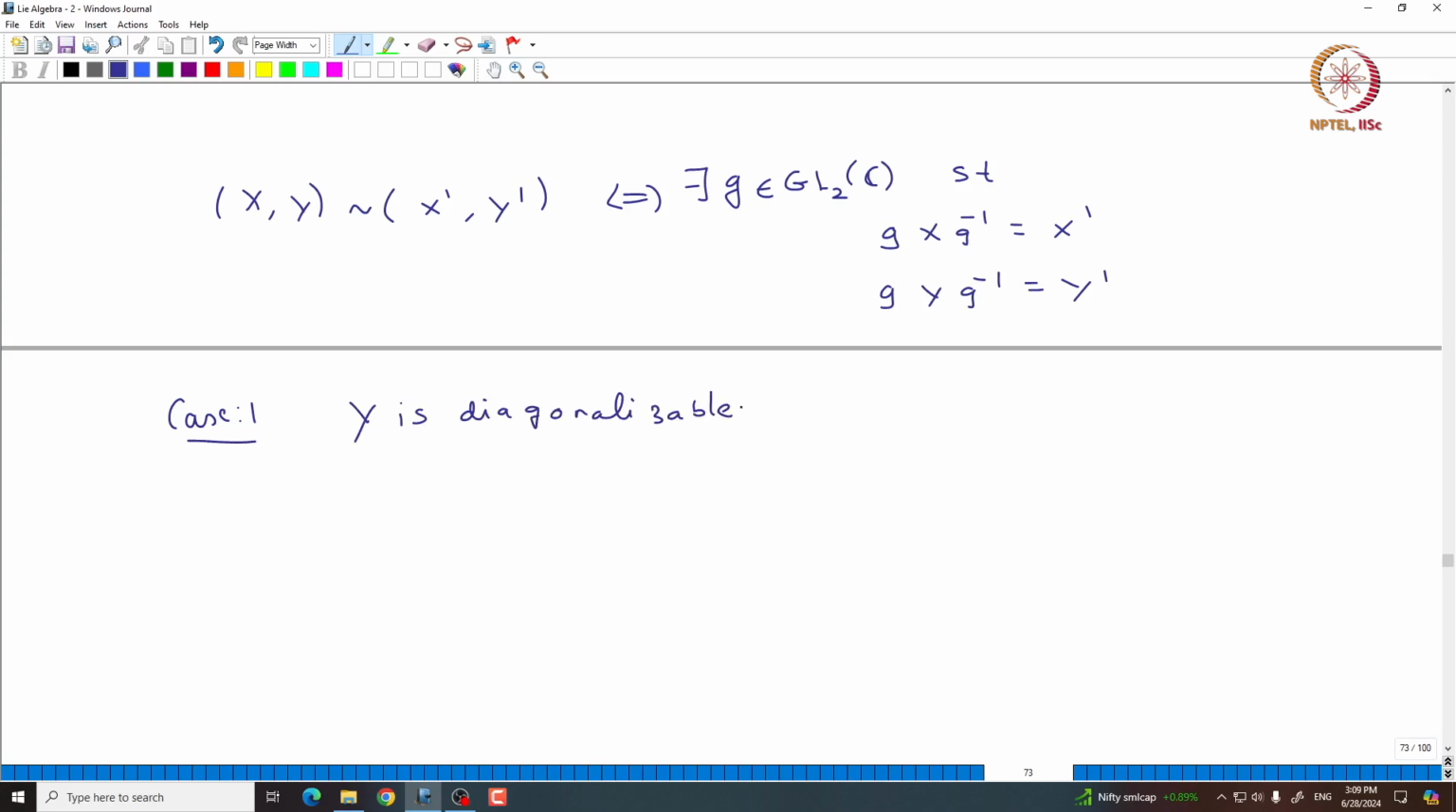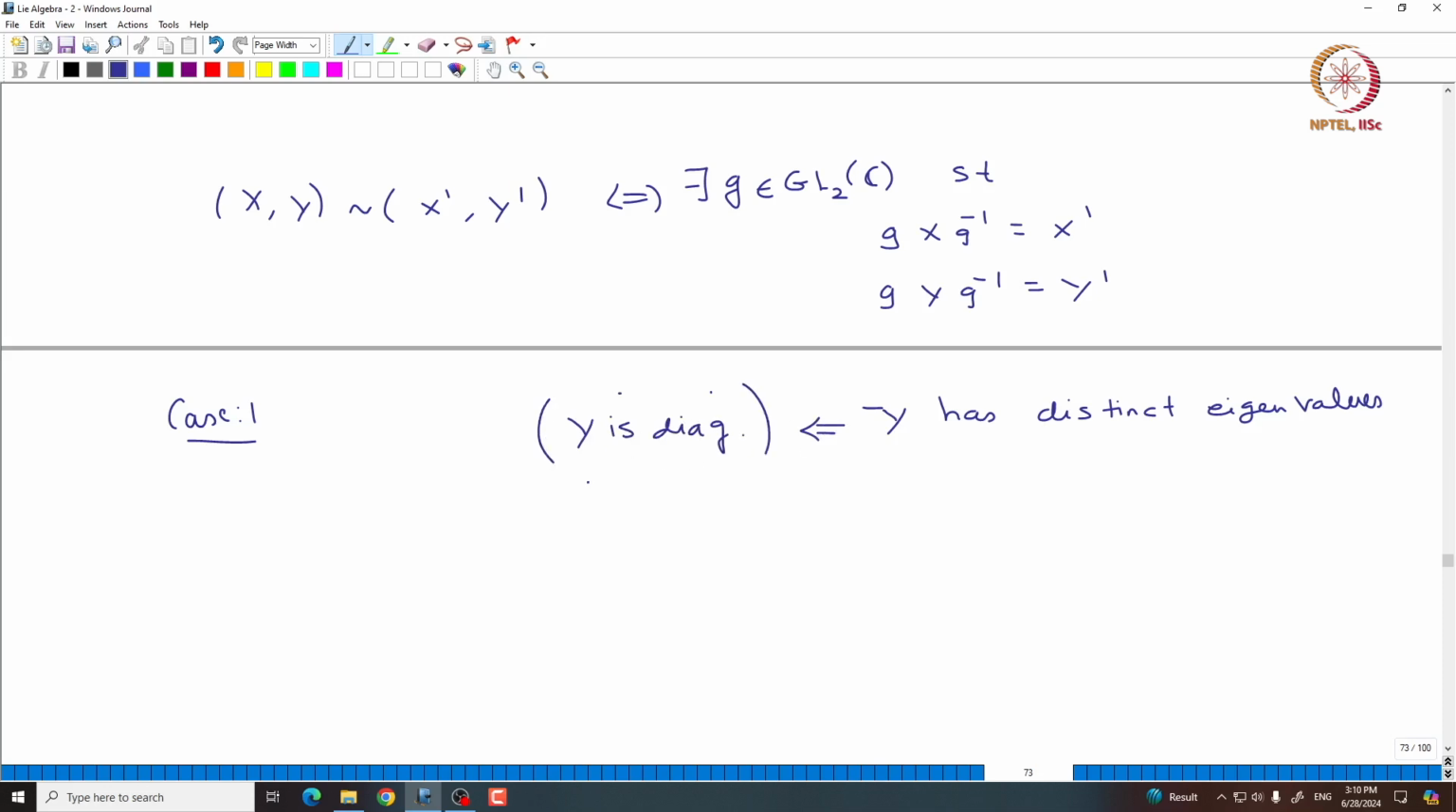So, y is diagonalizable because it has distinct roots. Okay. So, case 1 is y has distinct eigenvalues. So, let's take that as the first case, and this immediately implies y is diagonalizable. Okay. So, now x and y they commute.